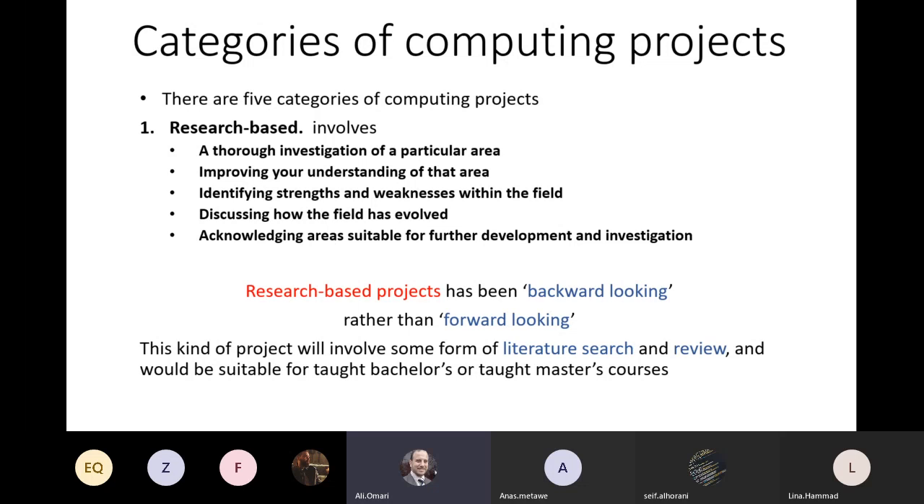But when you reach the PhD degree, for example, it will be forward looking. Why? Because you want to make a real contribution to your field, and to increase the whole knowledge you have to add something new to the knowledge body of the science. Okay?